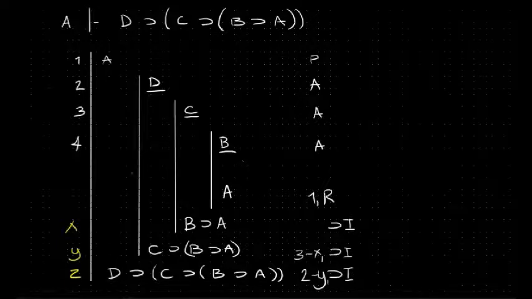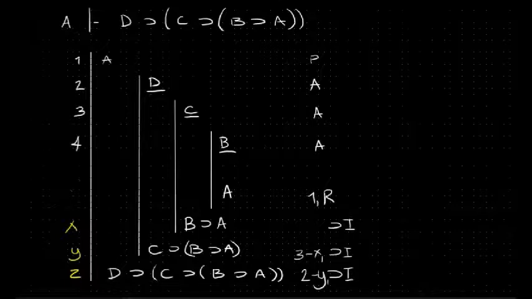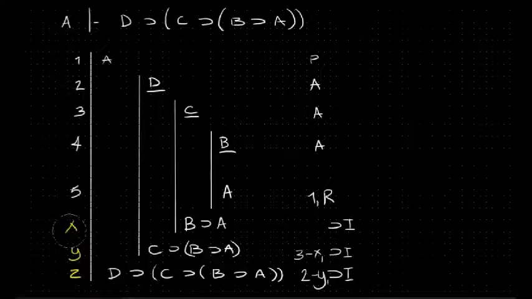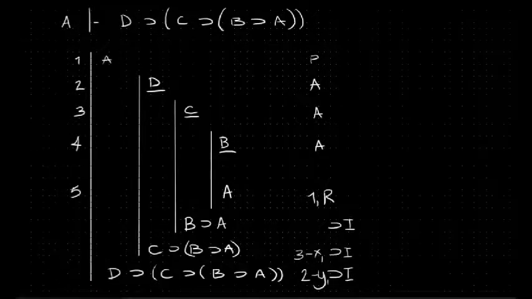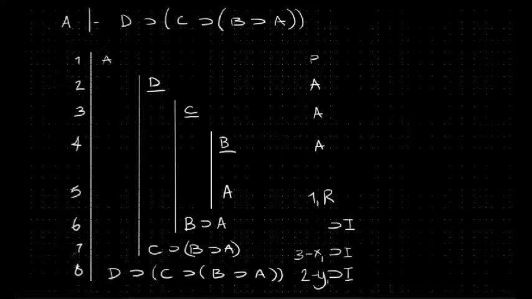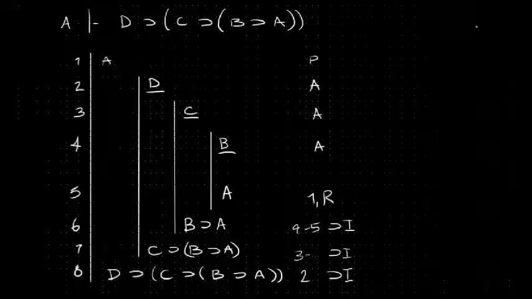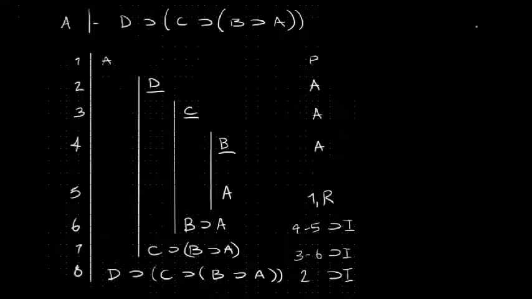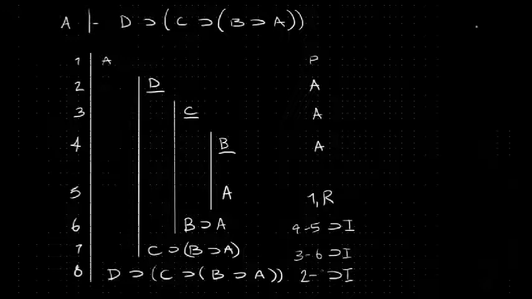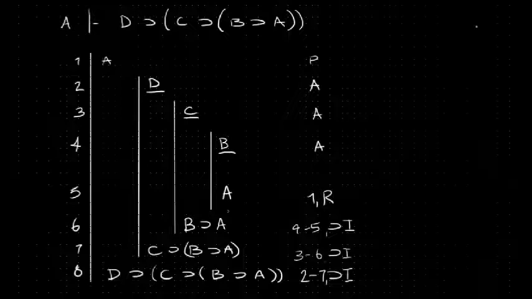So we've got 3 subproofs all kind of embedded. The first one from D to C, then B, then A requires these other 2 in order to fill it in. In fact, let's just write in our numbers. So B then A came from 4 to 5, this was 3 to 6, and this was 2 to 7. And there we go, that's our proof completed. So that's it for the conditional introduction rule.